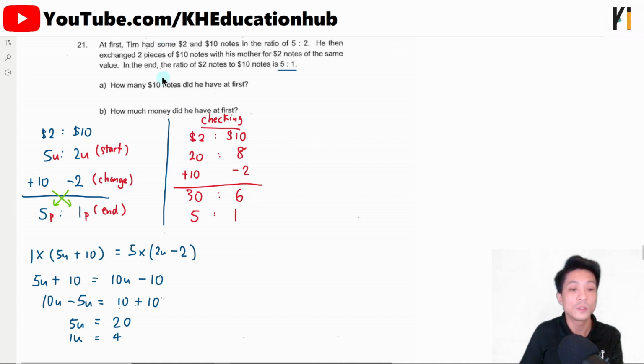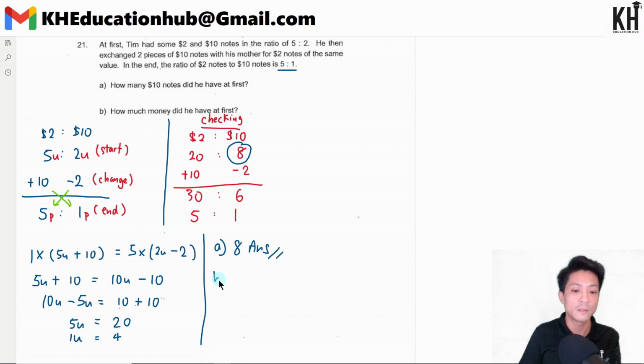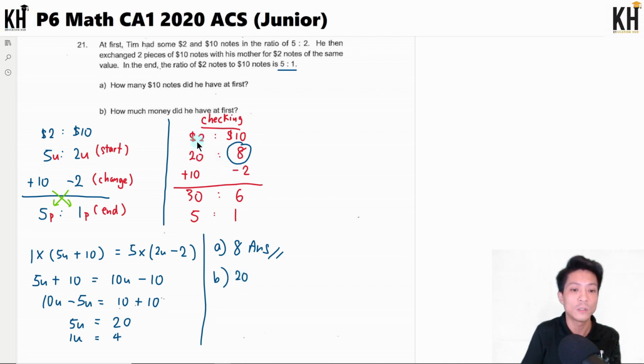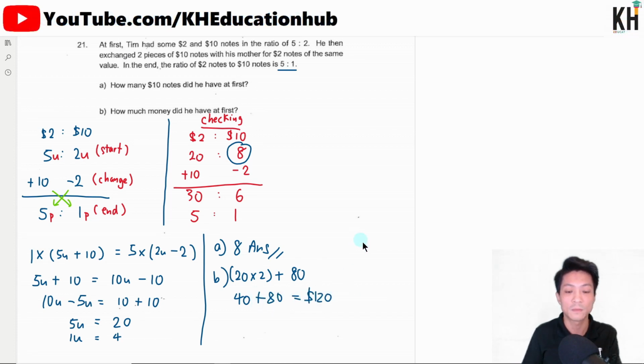Now I can move on to solve. Part A is already solved. How many $10 notes did he have at first? The answer is over here, 8. And then for part B, how much money did he have at first? You know that there are 20 $2 notes, right? So we can use 20 times 2, which is $40. And if there are 8 $10 notes, that means there will be $80. So $40 plus $80 is $120.